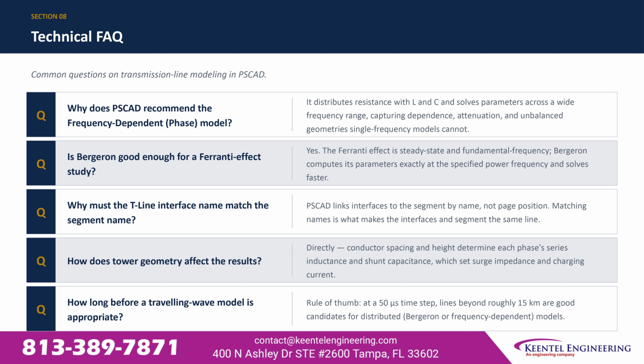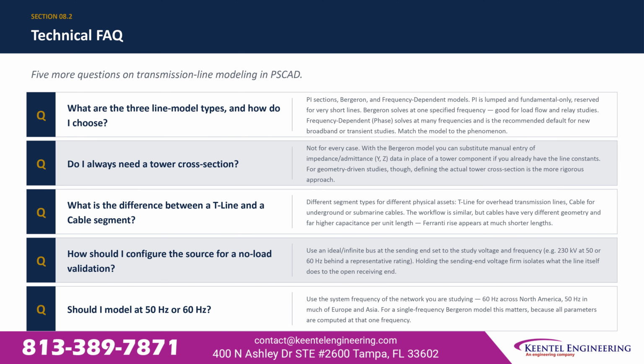How does tower geometry affect results? Directly. Conductor spacing and height set series inductance and shunt capacitance for every phase, which determines surge impedance and charging current. How long before a traveling wave model is appropriate? At a 50 microsecond time step, lines beyond roughly 15 kilometers are good candidates for Bergeron or frequency-dependent models.